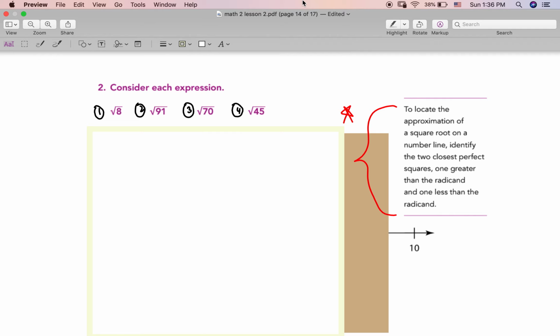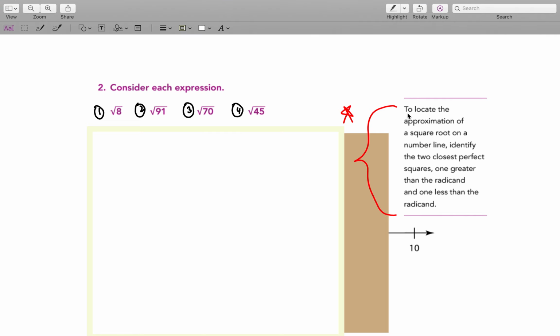This is page 37 in module 4. I know in the book it says to order from least to greatest, but we're just going to focus on estimating the value of each expression to the nearest tenth. Okay, so let's read this right here.